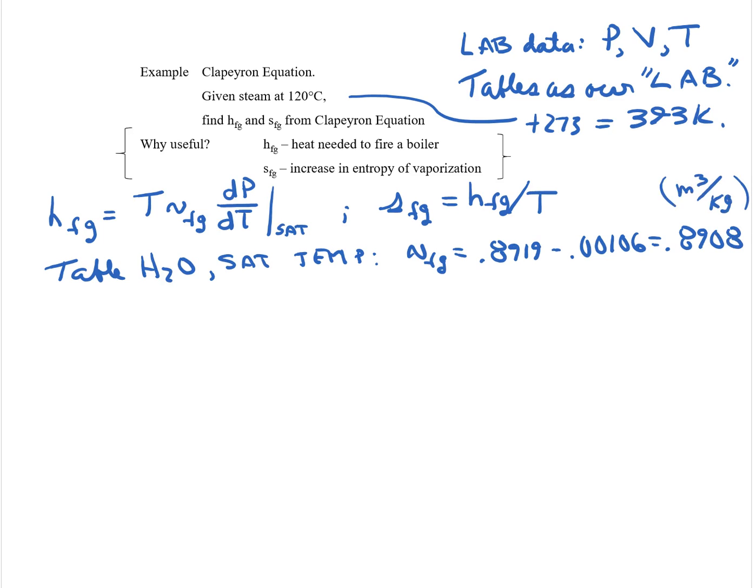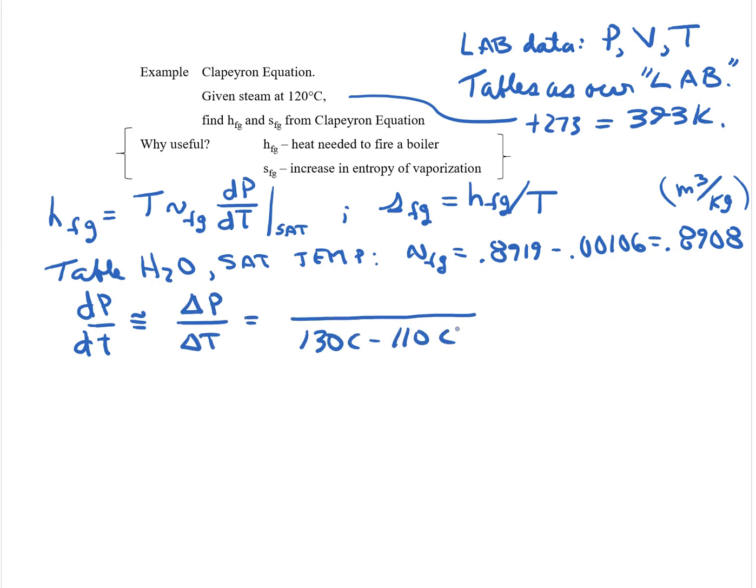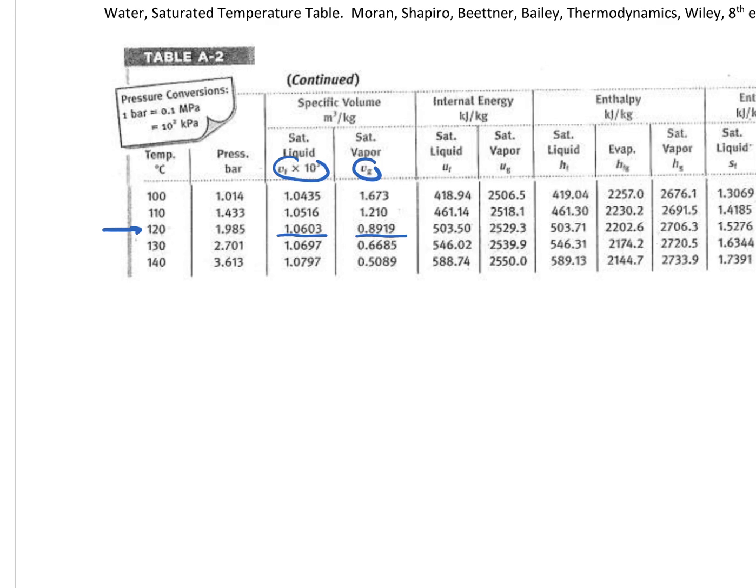We also need this derivative, dP/dT in the saturated region, and we're going to approximate this as a change in pressure divided by a change in temperature. Now the temperatures I'm going to use are going to be 130 C and 110 C. So I'm going to go in there and find the pressure values associated with those two temperatures. So let's go back to the saturated table. The pressures I'm interested in are here at 110 and 130. So 2.701 bar and 1.433 bar.